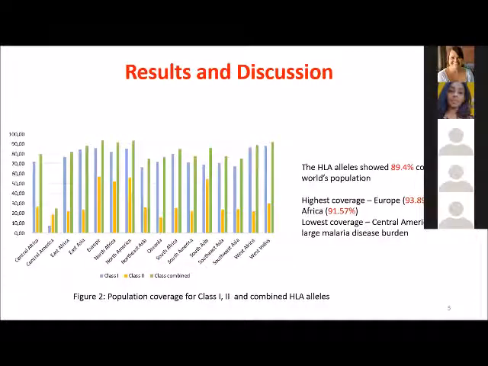The first result shows the HLA population coverage associated with our epitopes. So looking at the bars in green, which combines the MHC1 and 2 classes. This was important because these alleles tend to fluctuate between populations. And for a vaccine to be effective in lots of populations, you need a lot of them to be covered. So the combined alleles covered 89.4% of the world's population, which is quite promising. The highest coverage was recorded in Europe and North Africa, and the lowest was in Central America.